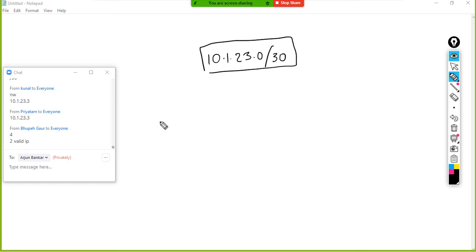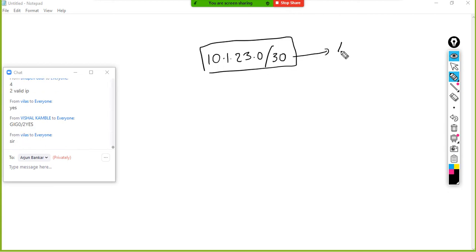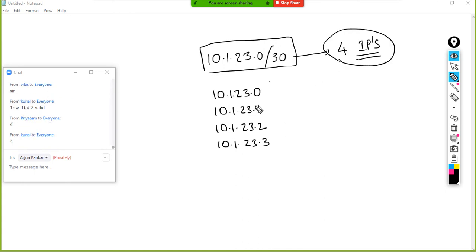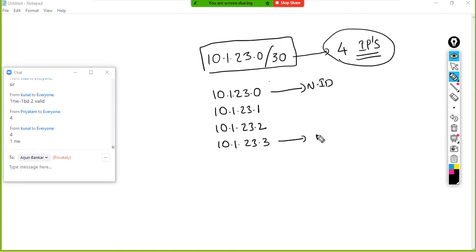Everybody say yes or no. /30 is nothing but you are going to get only 4 IPs. So what IPs are you going to get? 10.1.23.0 is one IP, 10.1.23.1, 10.1.23.2, 10.1.23.3. Total you got 4 IPs. Out of the 4 IPs, the first IP address we call the network ID, and the last IP we call the broadcast ID. Then these two are the valid IPs.